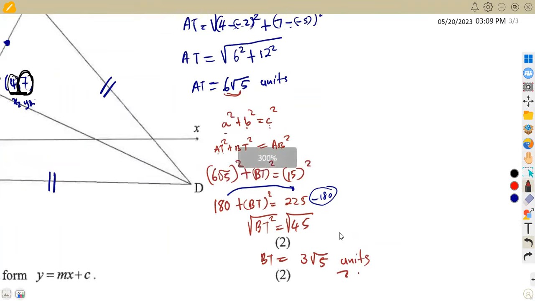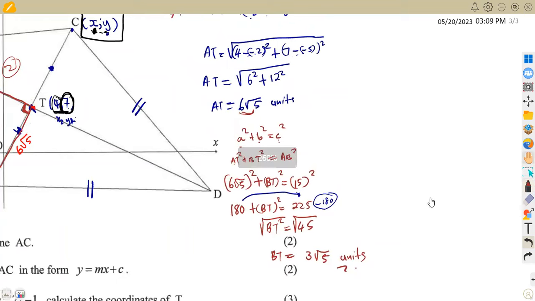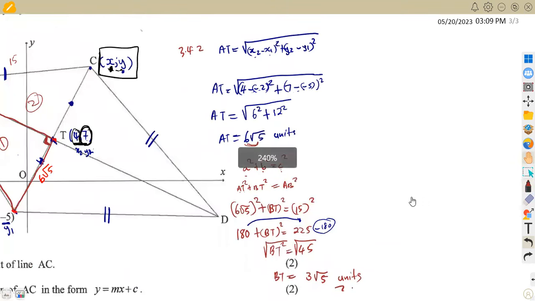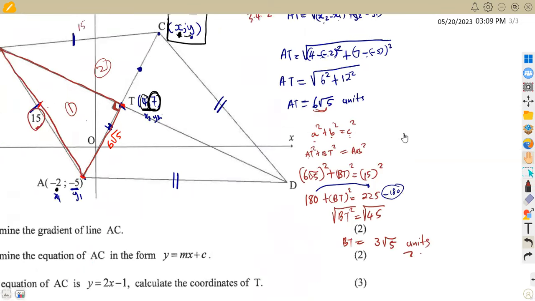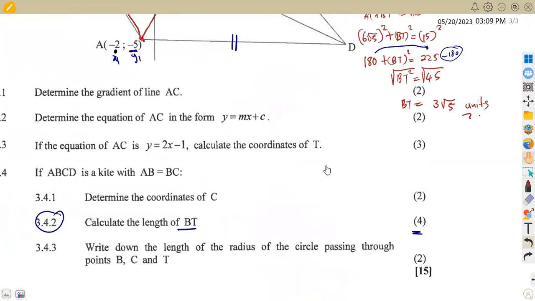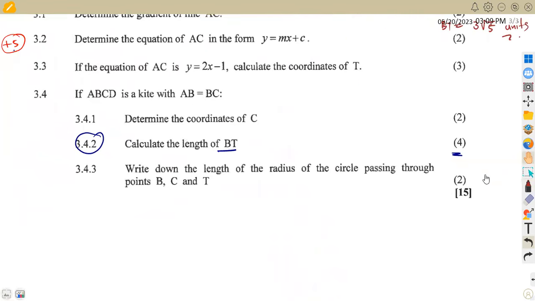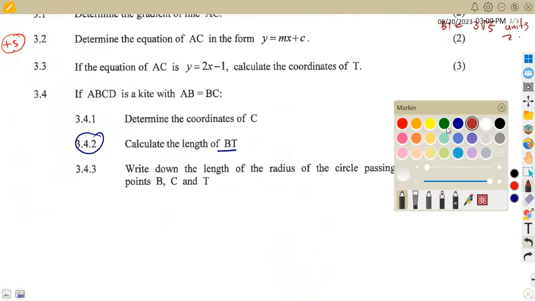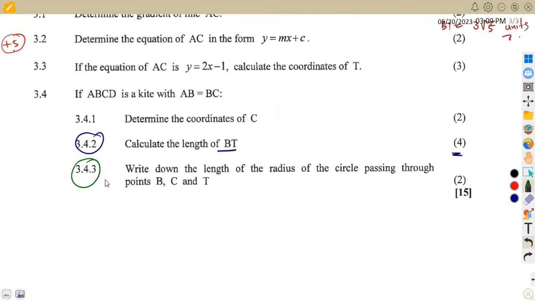Sometimes it can be like that, where you have to apply another theorem to calculate the length. It's not that you are limited only to the geometry part. Sometimes there is another part that you can actually apply. All right, so that is our question in this case. We move on to the other part of the question, which is question 3.43. Write down the length of the radius of the circle passing through the points B, C, and T.